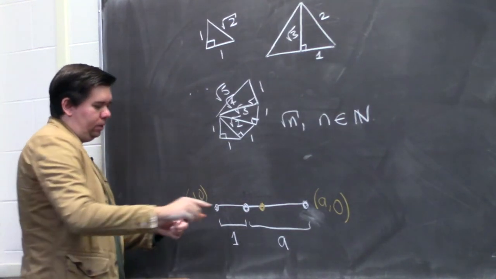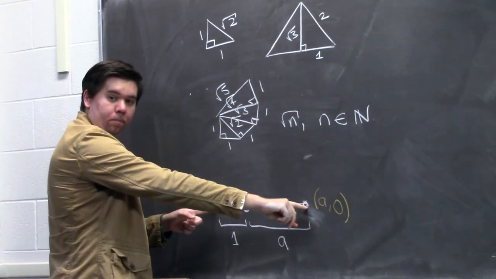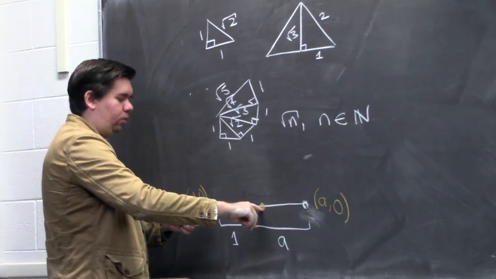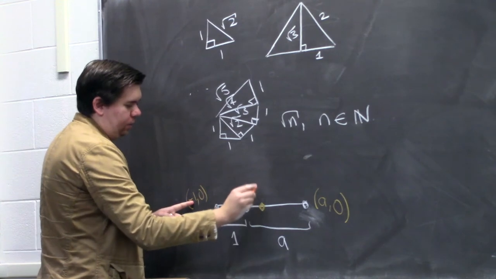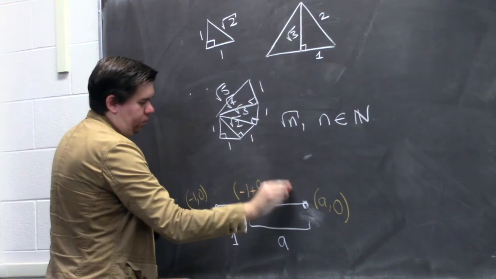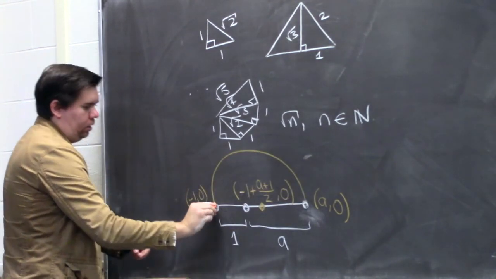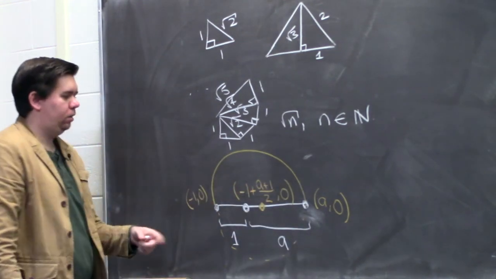What is that midpoint? Well, my total length is a plus 1, so half of this distance would be a plus 1 divided by 2. I started off at negative 1, and I added to it a plus 1 divided by 2. So that's this point right here. And then I'm going to construct the circle. I mean, you could construct the whole thing, I just care about the top half.